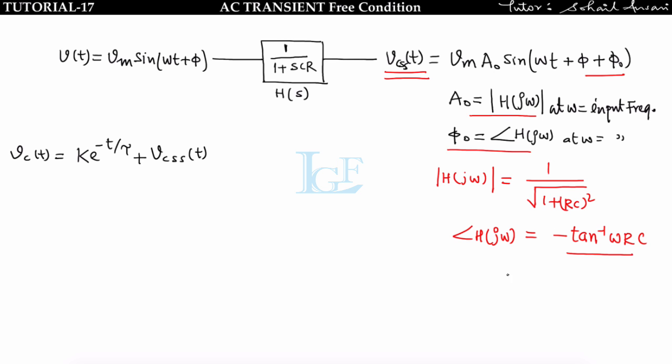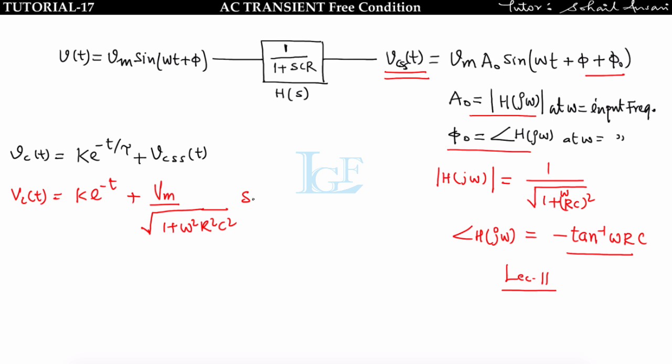This we have explained in lecture number 11, how to find the steady state response of the RC circuit. So the complete response is given by Vc of t equal to k e to the power minus t upon omega RC, not RC, plus Vm upon under root 1 plus omega square R square C square, sin(omega t plus phi minus tan inverse omega RC).